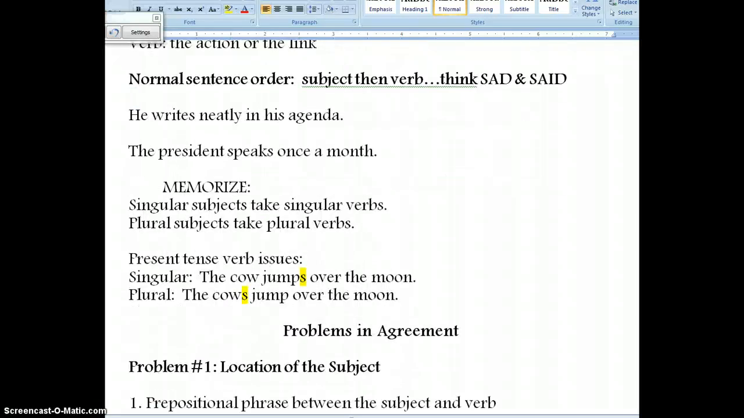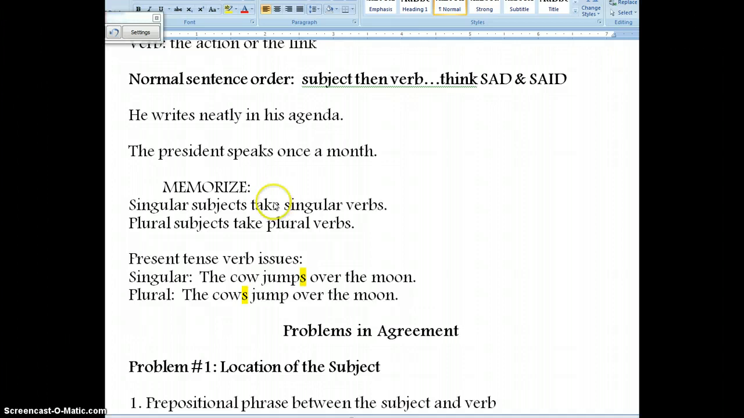Okay, things to memorize for subject-verb agreement. What I just did was background information. Now we're moving to the agreement part of it. You need to know singular subjects take singular verbs. Plural subjects take plural verbs. That should just be obvious to you. It should make sense to you. There's nothing that should be confusing about that. Singular goes with singular, plural goes with plural. Okay, let that sink in for a moment.